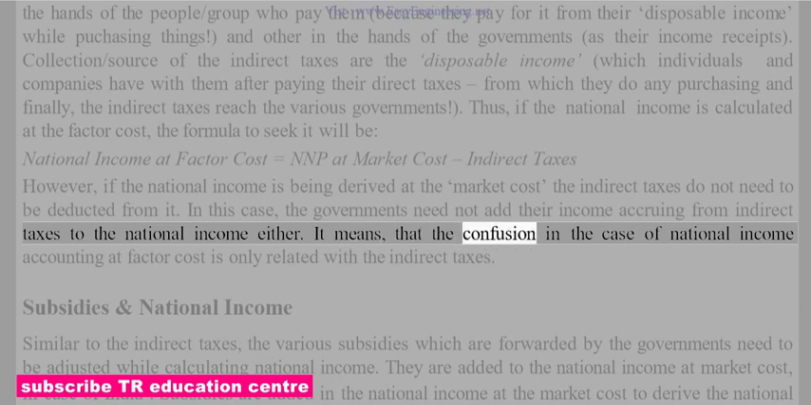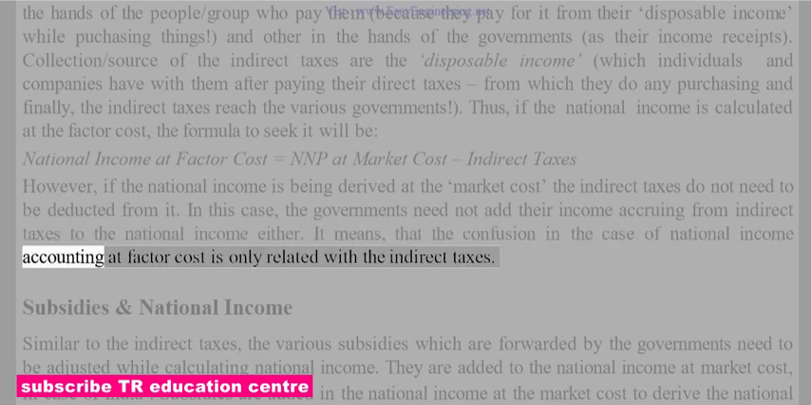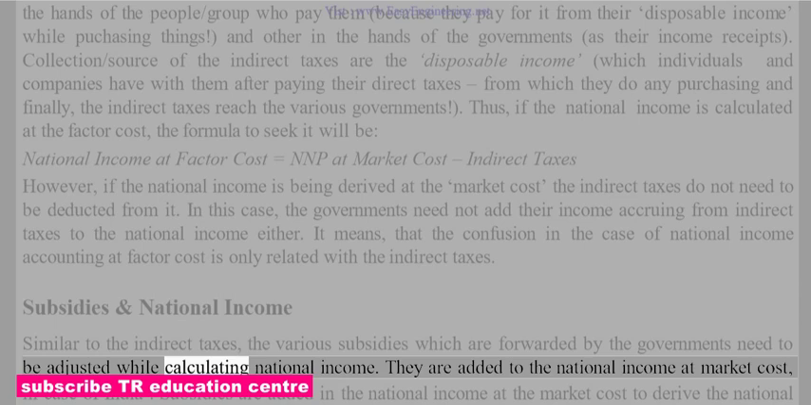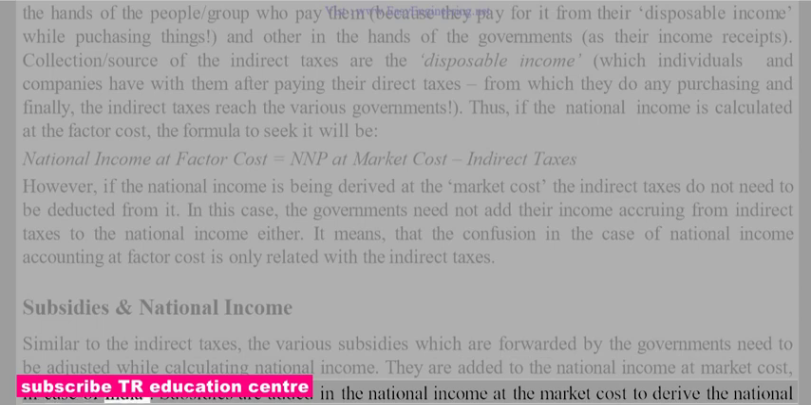It means that the confusion in the case of national income accounting at factor cost is only related with the indirect taxes. Subsidies and national income: similar to the indirect taxes, the various subsidies which are forwarded by the governments need to be adjusted while calculating national income. They are added to the national income at market cost, in case of India. Subsidies are added in the national income at the market cost to derive the national income at factor cost.